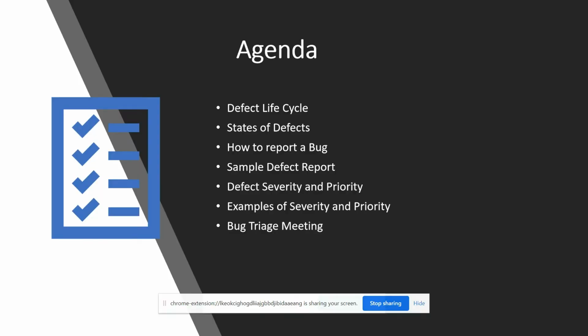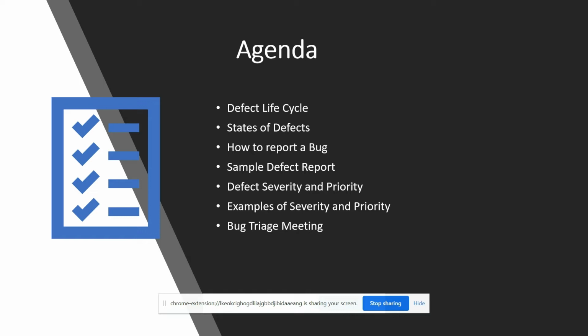Okay, so I'll also show you a sample defect report, how we write the defect in Excel. Yesterday we saw how we group it by severity and priority. Today I'll give you a better idea of what severity and priority are, with a few examples, and we'll also see what a bug triage meeting is.